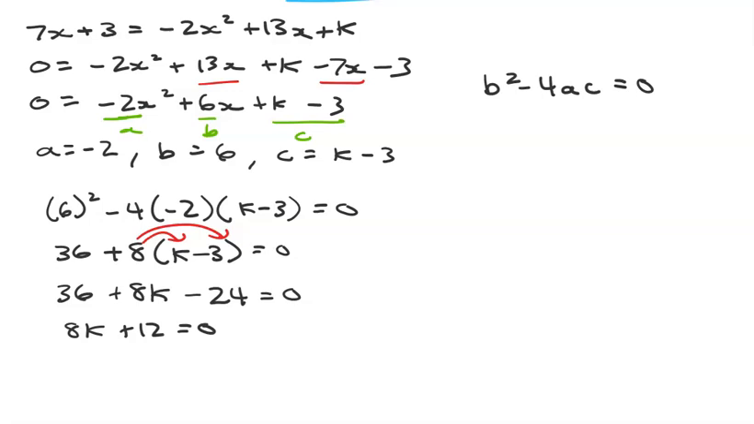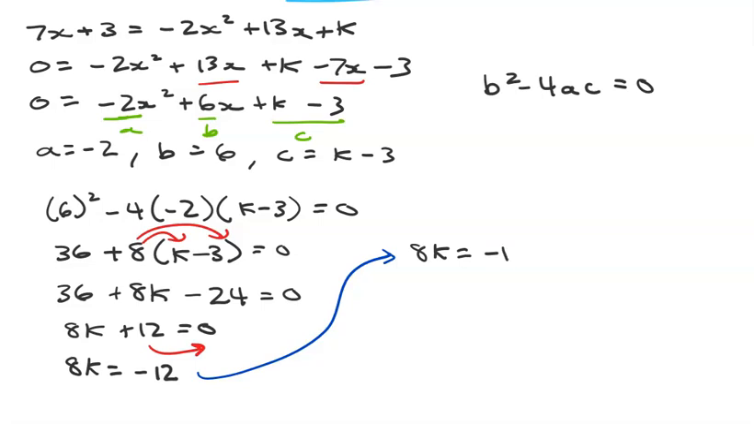We're going to bring the 12 over to the other side so we can solve for k. When we do that, we get negative 12. So we have 8k equals negative 12. And then if we divide both sides by 8, we get negative 3 over 2. So that would be our final answer for this.